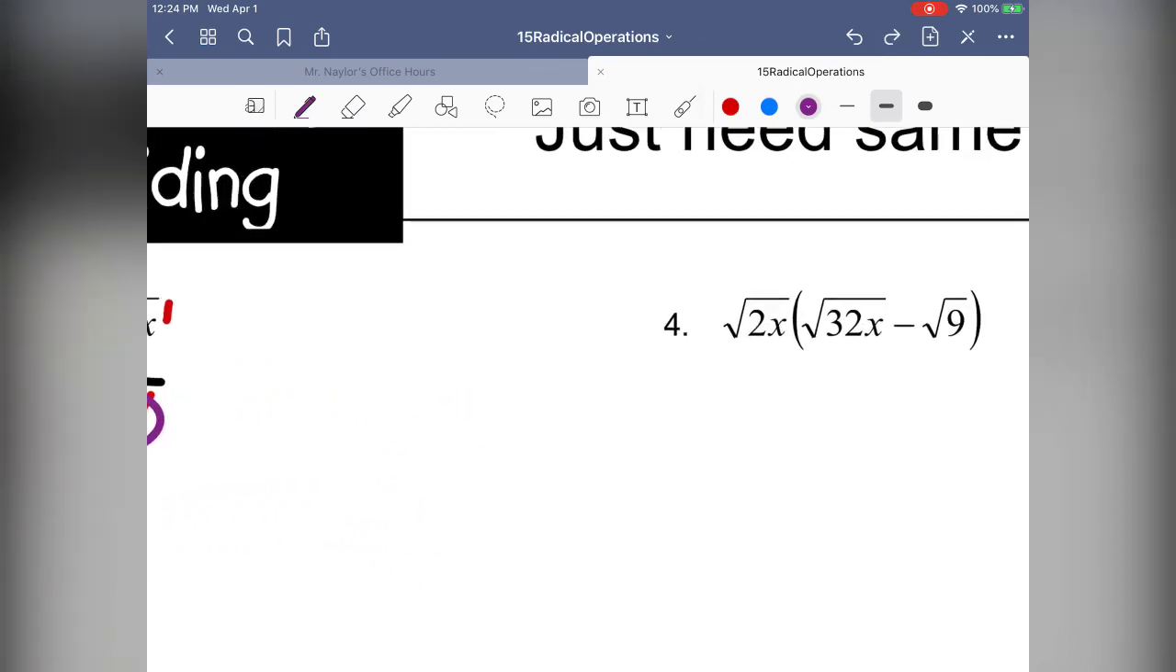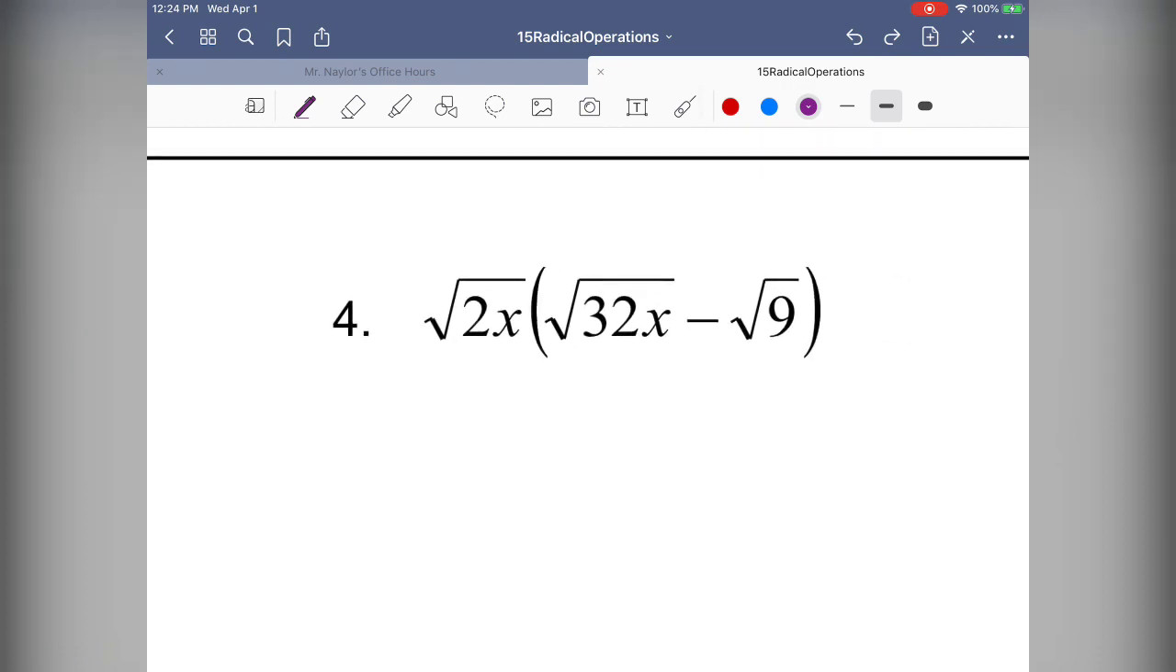How about number 4 over here? Nice example of doing the distributive property. Sure, you can do the distributive property. That's the same as multiplying. And oh, by the way, the indexes are all the same here. They're all square roots. We don't have to write that. But since they're all the same, we can multiply.